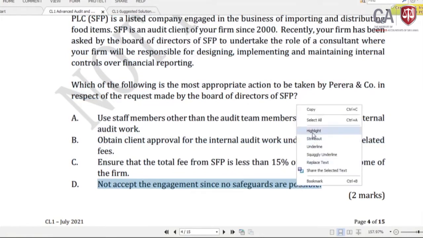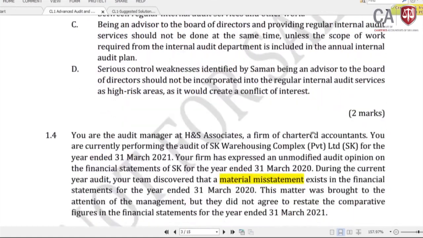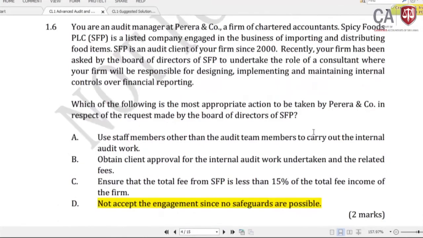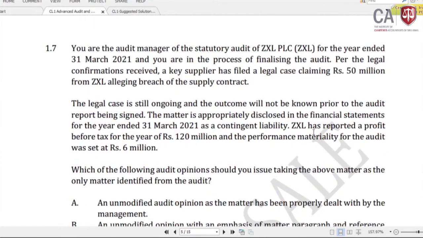Right, let's go to the next question. Question number 1.7. You are the audit manager of the statutory audit of EZXL PLC for the year ended 31st March 2021 and you are in the process of finalizing the audit. But in the legal confirmation received, a key supplier has filed a legal case against EZXL, claiming rupees 50 million for breach of the supply contract. The legal case is still ongoing and the outcome will not be known prior to the audit report being signed. The matter is appropriately disclosed in the financial statements for the year ended 31st March 2021 as a contingent liability.